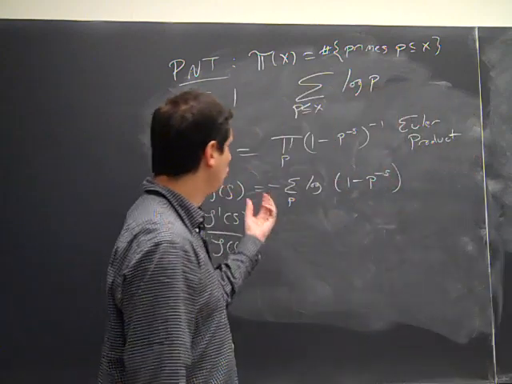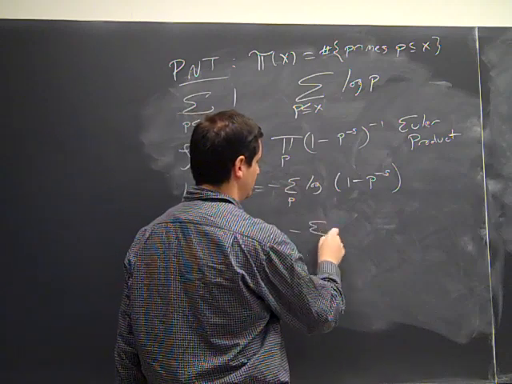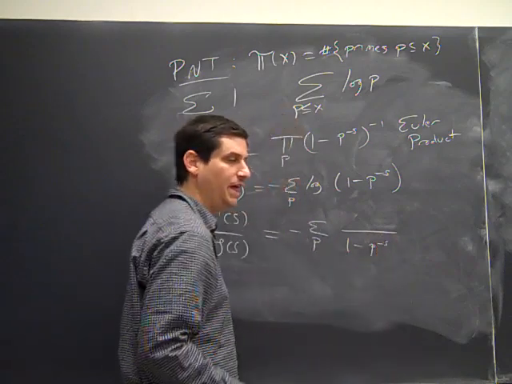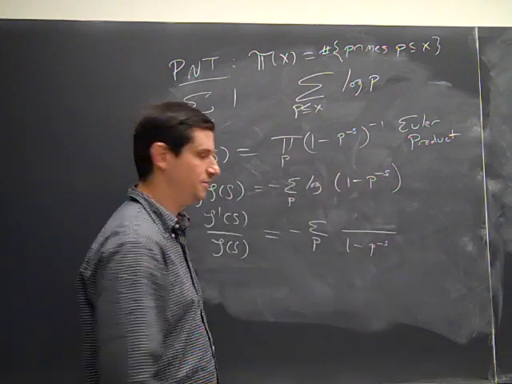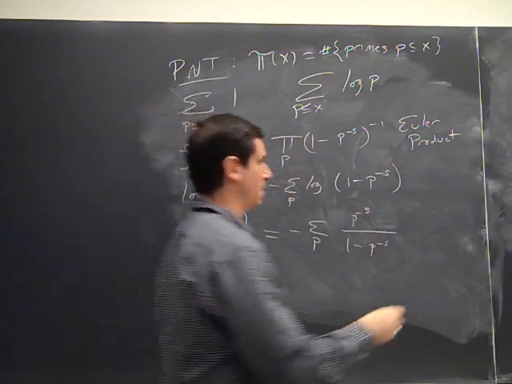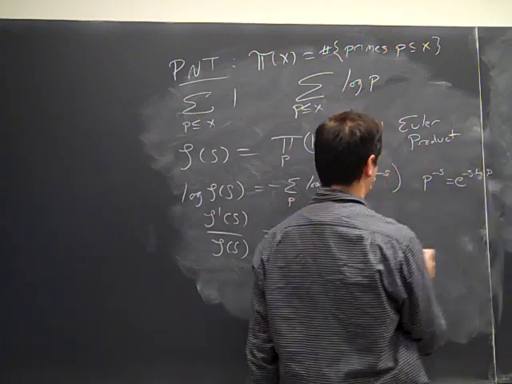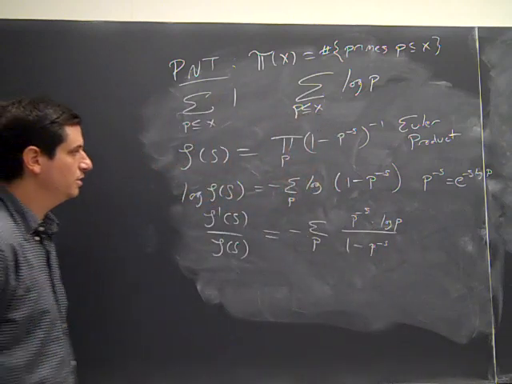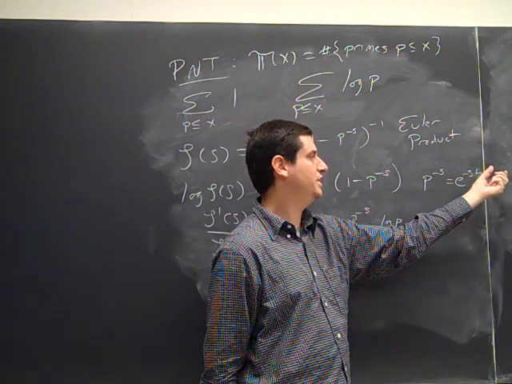Right? Because the log of a product is the sum of the logs. And now I just have to take the derivative of this. So I have minus the sum over p. Alright, the log, so I get a 1 minus p to the minus s down below. And now I have to take the derivative of negative p to the minus s. The negative of the negatives will become positive, and I'll get p to the minus s times the derivative of p to the minus s. I'm sorry. p to the minus s is e to the negative s log p. So I get a log p when I come out. Okay, so the exponential is e to the negative s log p. I get itself back, and then the derivative of the exponent is just negative log p.